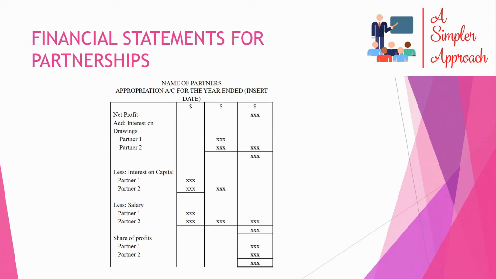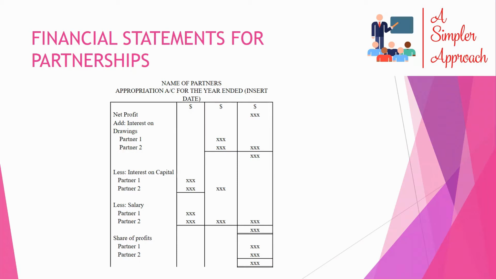There are 3 key financial statements for partnerships. The first one you should already be familiar with, and that's the income statement, otherwise known as the trading profit and loss account. The second one is the appropriation account, and that account is necessary because it deals with specific things that relate to partnerships.